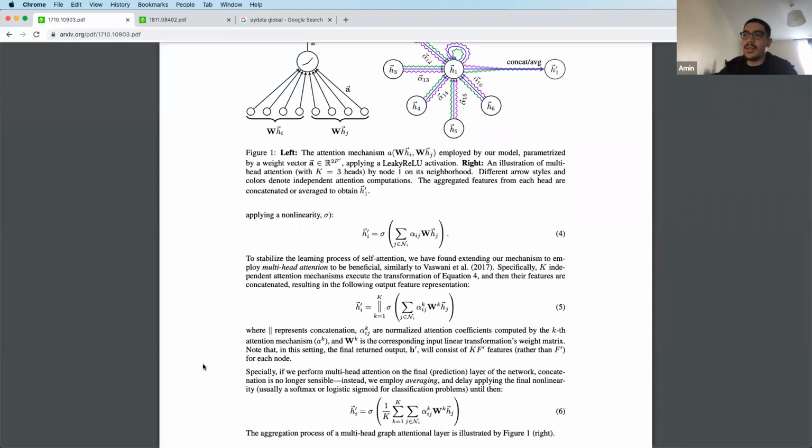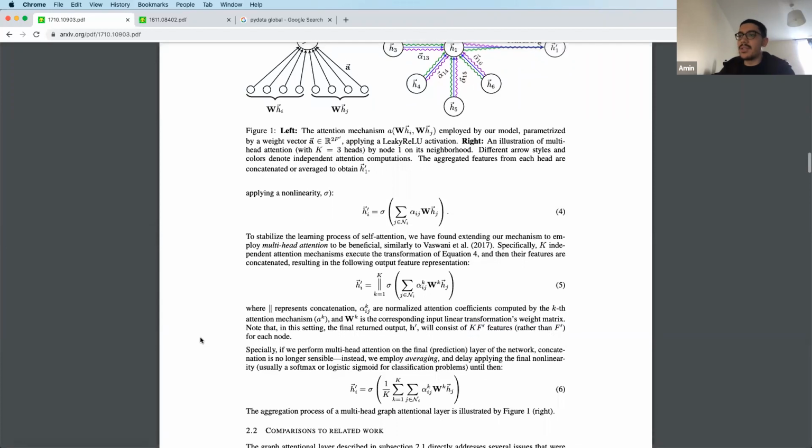There is actually a difference in the output layer when dealing with the final layer of the network. If you're dealing with a classification problem, you would want your final output vector to have dimension the same as the number of classes. And so concatenating vectors doesn't make sense because, as it says here, if you have k heads and f' features, then you would have this many output features for each node.